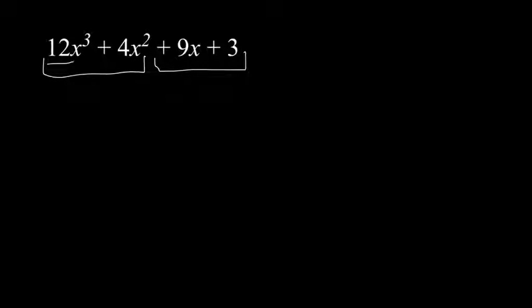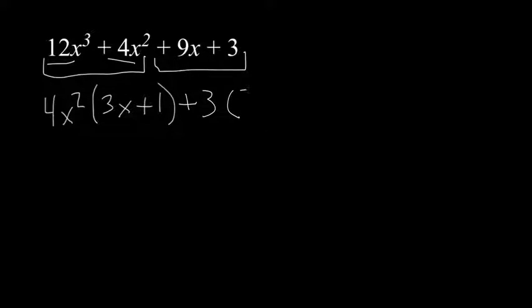Looking at these two terms here, I see a GCF of 4x squared. Remember, when they share a common factor of the same variable to different exponents, it's the lower exponent that's the GCF. After dividing both of those terms by 4x squared, I'm going to be left with 3x plus 1. Over here, the only common factor is going to be a 3. So I'm going to have a plus 3 times 3x plus 1.